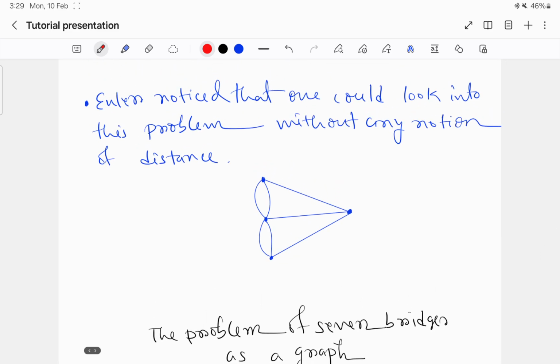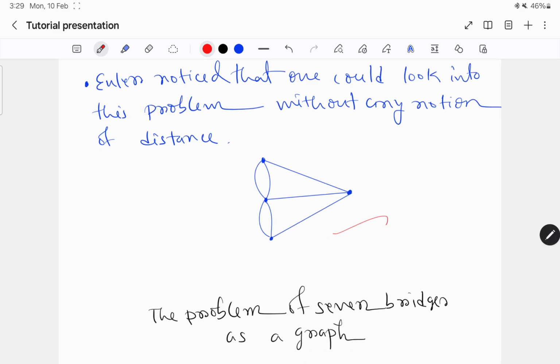What Euler noticed was that one could look at this geometric problem without the notion of distance. There is much extra information, like the width and length of the bridges, which has no role in finding the answer to this problem. The method Euler used was quite simple. He represented the situation as a graph. So this is the graph. A graph is a collection of points and edges, and in particular, he made the land regions vertices and the bridges edges, as you can see from this graph.